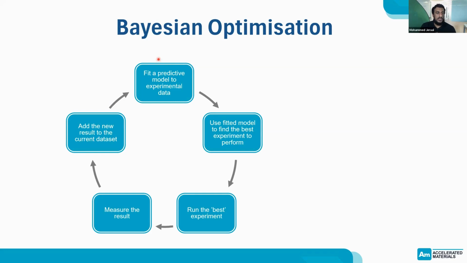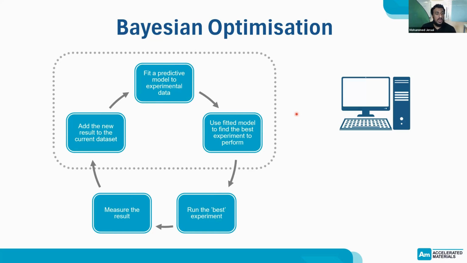So back to the Bayesian optimization loop. So looking at the steps involved in the Bayesian optimization process, we're thinking about how it relates to chemistry. These three steps at the top are very easy to automate because they're all purely computational. Fitting a model, selecting the experiments, appending data to a data set. These are all things that we can very easily write scripts to do.